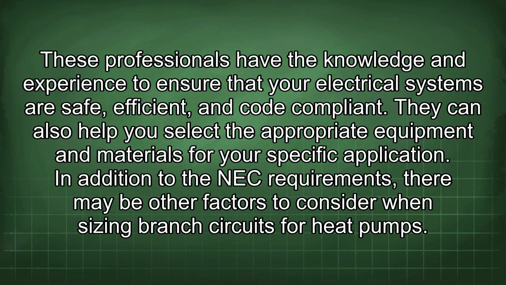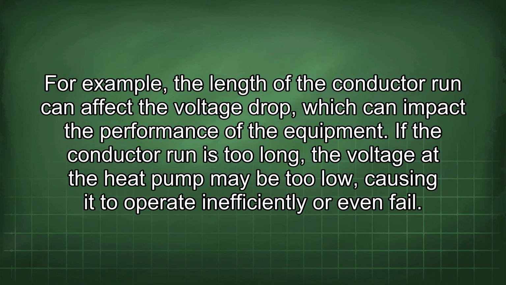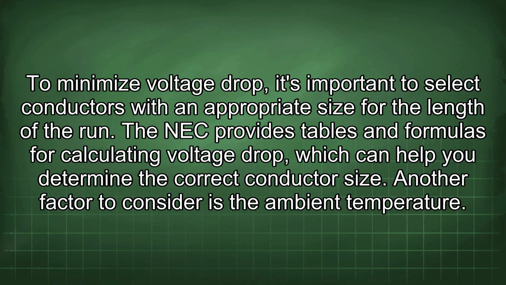In addition to the NEC requirements, there may be other factors to consider when sizing branch circuits for heat pumps. For example, the length of the conductor run can affect the voltage drop, which can impact the performance of the equipment. If the conductor run is too long, the voltage at the heat pump may be too low, causing it to operate inefficiently or even fail. To minimize voltage drop, it's important to select conductors with an appropriate size for the length of the run. The NEC provides tables and formulas for calculating voltage drop, which can help you determine the correct conductor size.